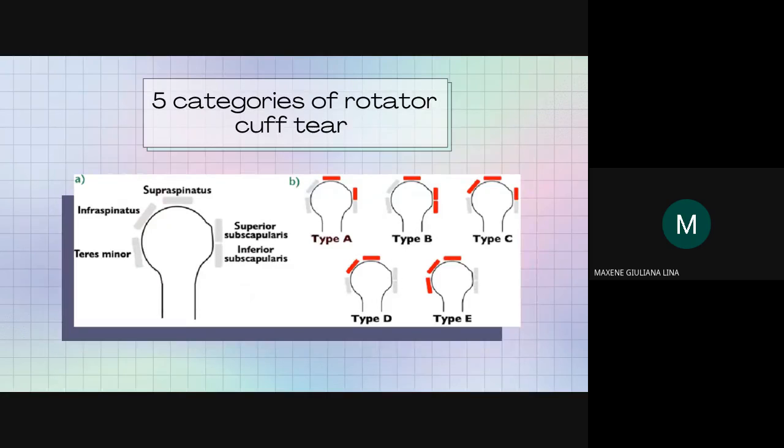The rotator cuff tears can be further divided into five categories. First, type A is a tear in the supraspinatus and superior subscapularis. Next, type B is a tear in the supraspinatus and the entire subscapularis. And type C happens in the supraspinatus, superior subscapularis, and infraspinatus. Type D occurs in the supraspinatus and infraspinatus. And lastly, type E is a tear in the supraspinatus, infraspinatus, and teres minor. Next slide.